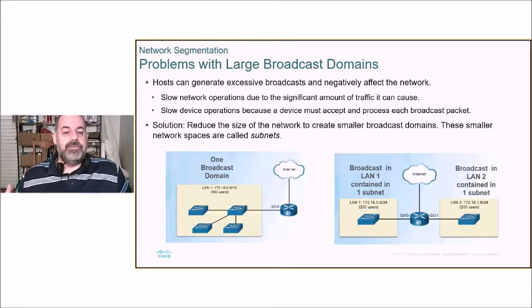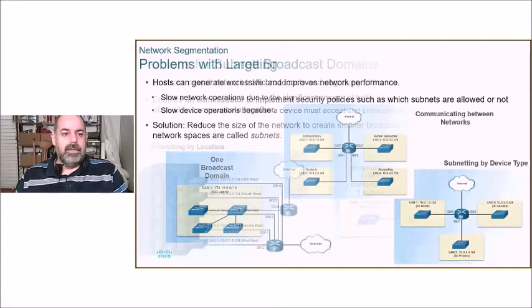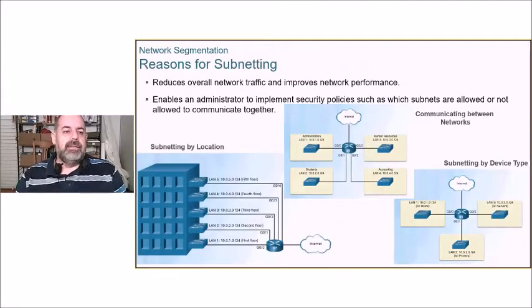If you reduce the size of a broadcast domain and make multiple smaller broadcast domains, it makes things a lot more efficient. Basically, the smaller the broadcast domain, the better it is. So the reasons we do it are to reduce the overall network traffic and improve network performance.